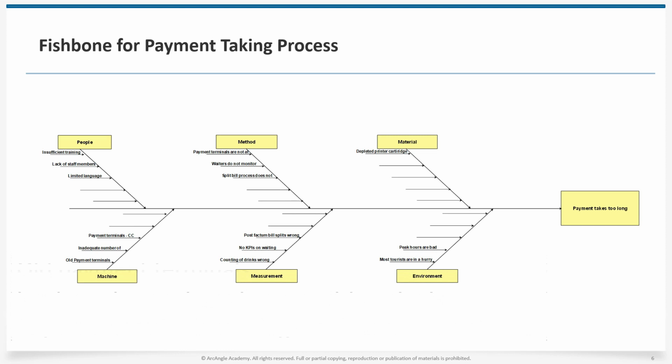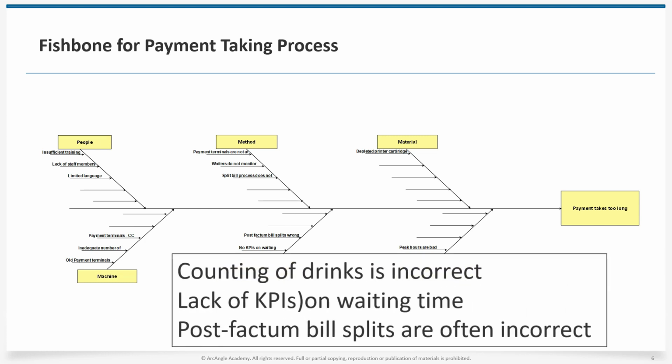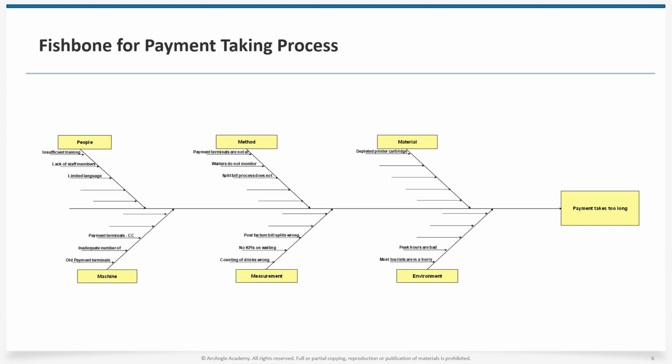Payment terminals causing credit card mismatches. Technical issues with the payment terminals may lead to credit card mismatches or errors, requiring additional time for resolution. Measurement: counting of drinks is incorrect. Inaccurate counting of drinks during the payment process can lead to discrepancies in the final bill, causing customer dissatisfaction. Lack of key performance indicators, KPIs, on waiting time. Without proper KPIs to measure waiting time, it becomes challenging to identify and address bottlenecks in the payment process.